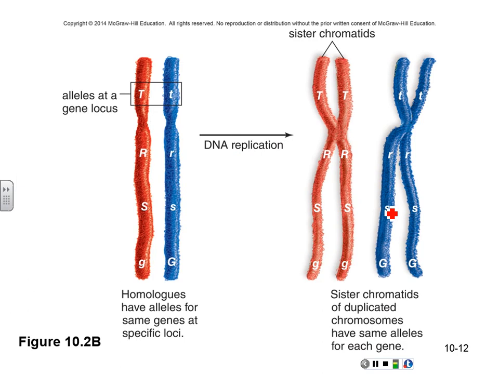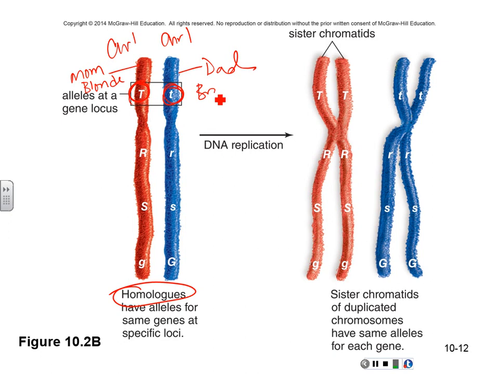So here might be a better example to show you some of the chromosomes, some of the homologs. So let's say these are both chromosome 1. This one came from mom. This one came from dad. But they have different alleles here. So mom has blonde hair, dad has brown hair.